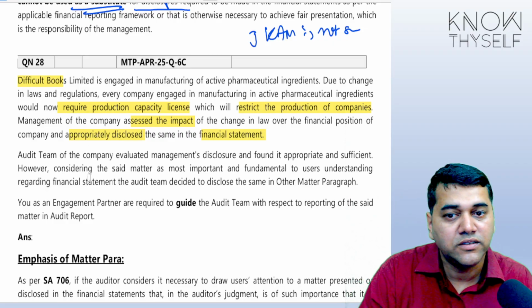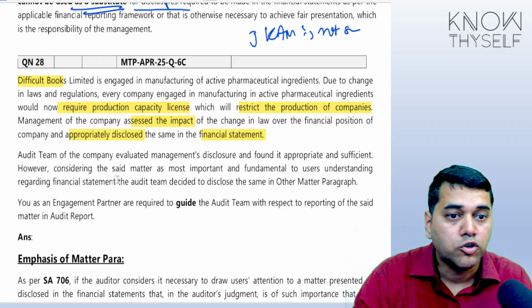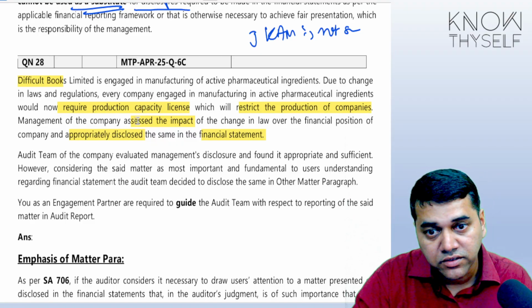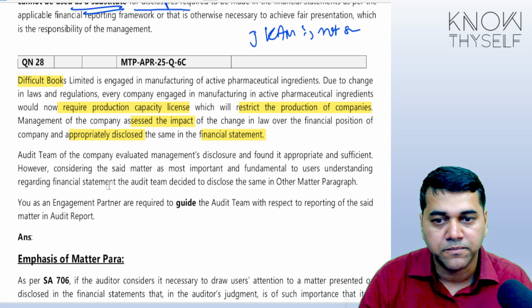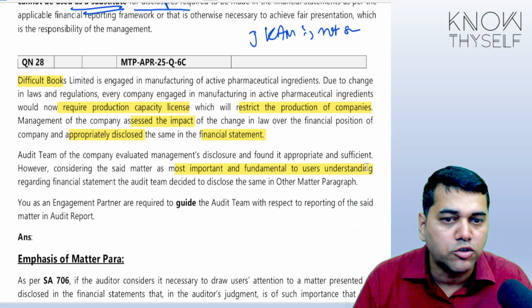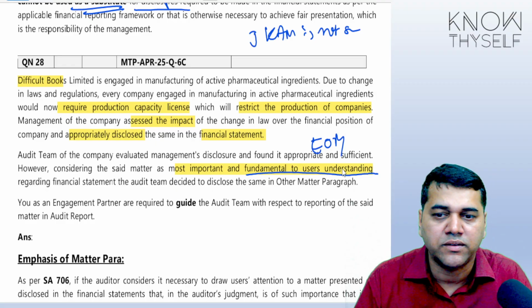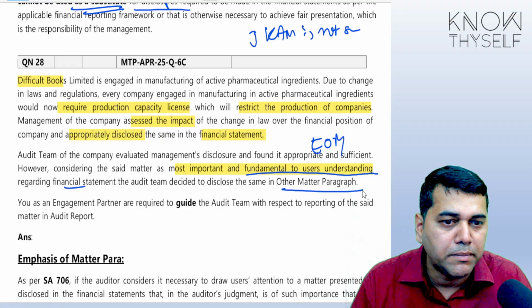But you see, students, is it not fundamental that your capacity can get restricted tomorrow? Tomorrow you may be asked to stop. Is it going to affect the functioning? Definitely yes. So you may bring this as a key audit, emphasis of matter. Now the company evaluated the disclosure. However, said matter is most important and fundamental to the user's understanding. See, the keyword tells you that they are talking about emphasis of matter. Regarding the financial statement, they decided to disclose in the other matter paragraph.